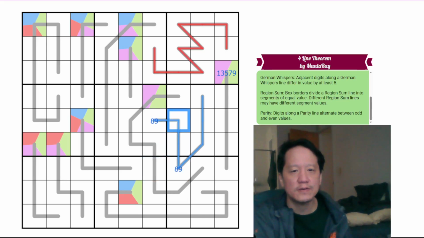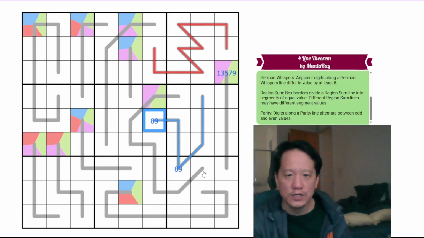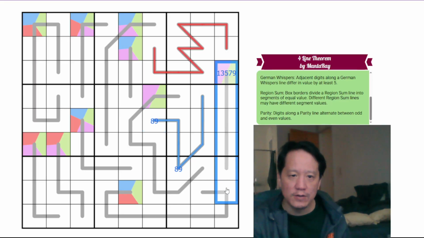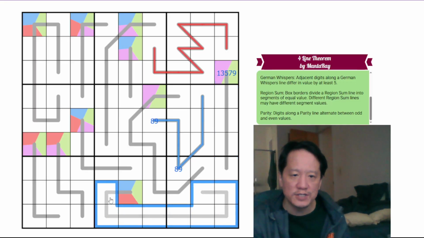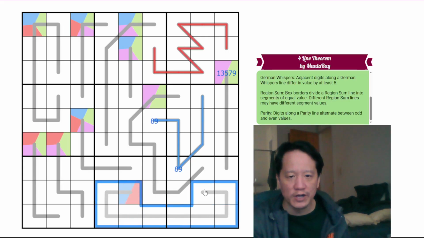Okay. Therefore, this must add up to... Right, so this could be 8 or 9. It doesn't have to be 8 and 8 here. These digits are the same, but we don't know which. Ah, this is pink and green. And they both share an edge with this cell. So this can't be pink. This is blue. Can't be green. So this is blue or red.